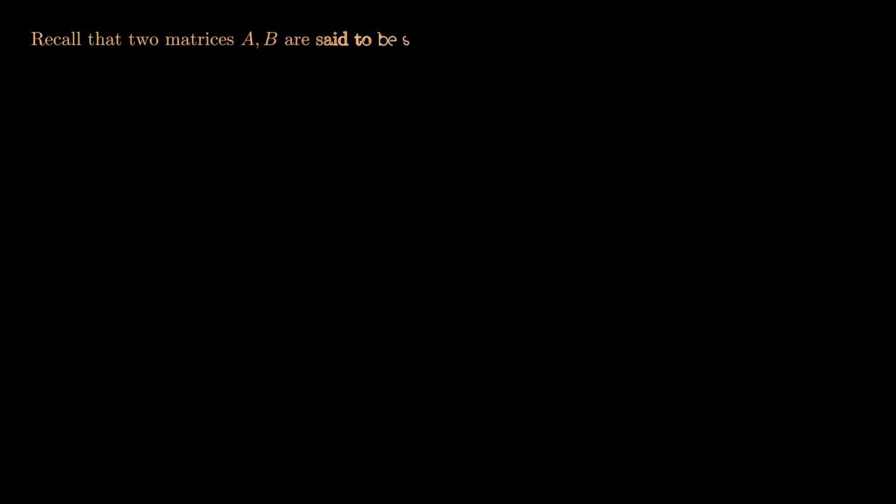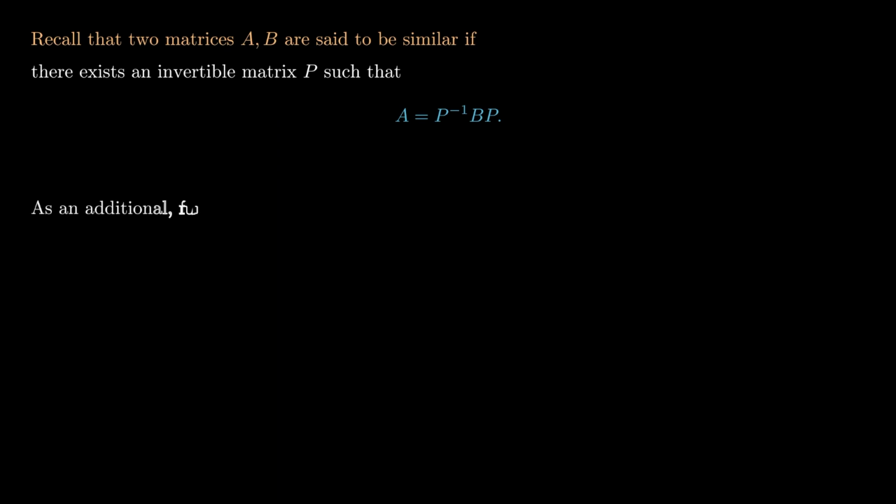So recall that two matrices A and B are said to be similar if there's an invertible matrix P such that A is equal to P inverse BP. As an additional fun question, see how this is expressed in terms of bases. What I mean by this is, what does A equal P inverse BP mean in terms of what you know regarding bases and change of basis matrices and so on?